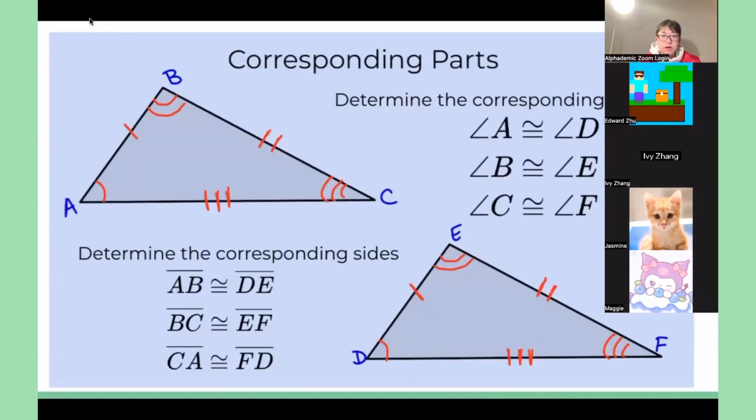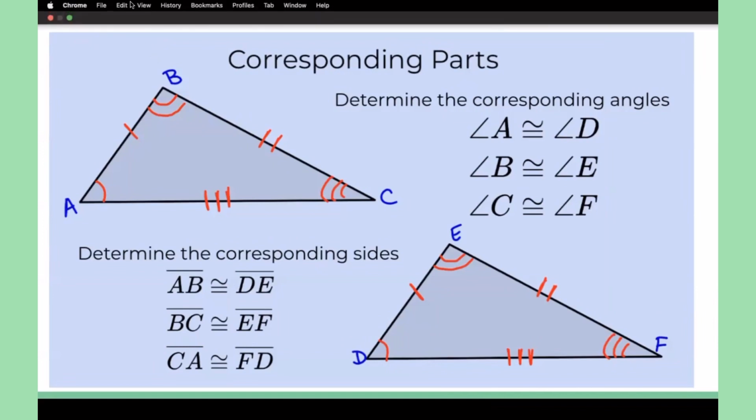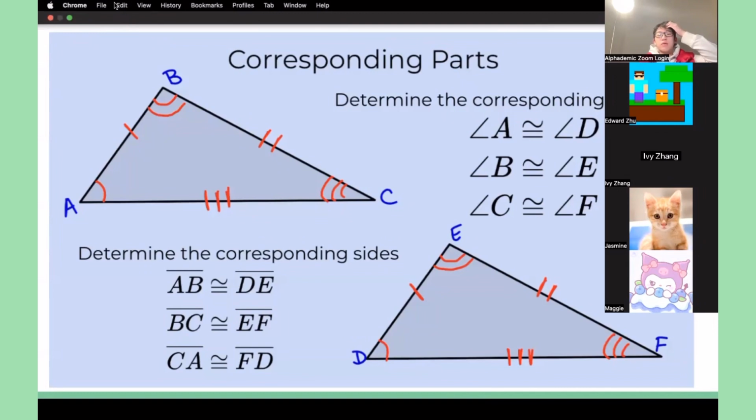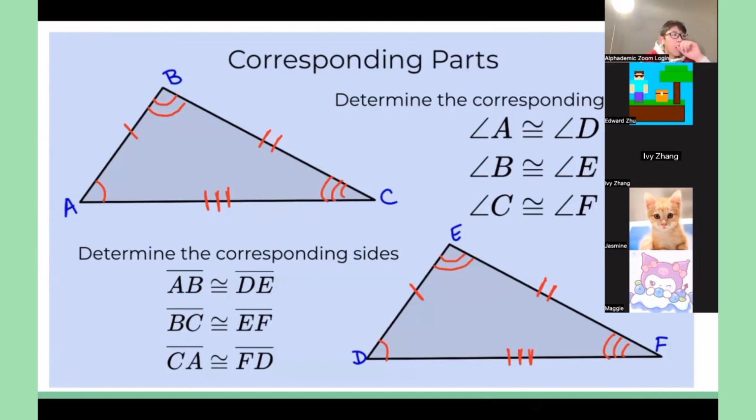Next up, we will be talking about corresponding parts. So determine the corresponding angles. In this case, angle A corresponds to angle D, angle B corresponds to angle E, and angle C corresponds to angle F. And then determining the corresponding sides, side AB would correspond to side DE, side BC would correspond to side EF, and lastly, side CA would correspond to side FD.